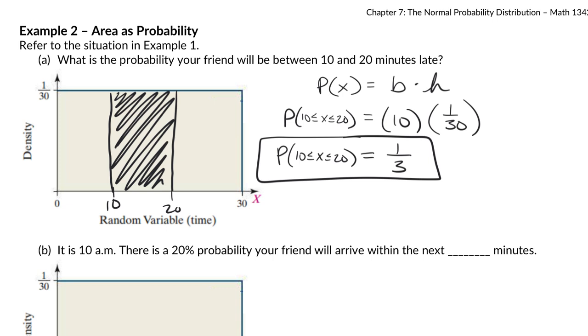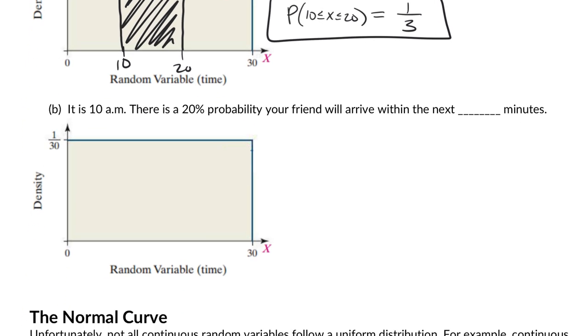We can also work these problems a little bit backwards, meaning if you were given the probability, you can figure out the base or the height, whichever one you're missing. So it is 10 a.m. Instead of calling this 0, I'm going to call this 10 a.m. There is a 20% probability that your friend will arrive within the next blank minutes. That means from 10 a.m. to some time, the area underneath that curve will be the probability P of x equal to 0.2, 20%.